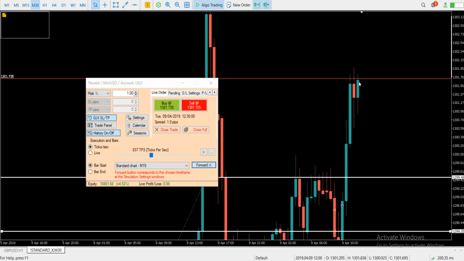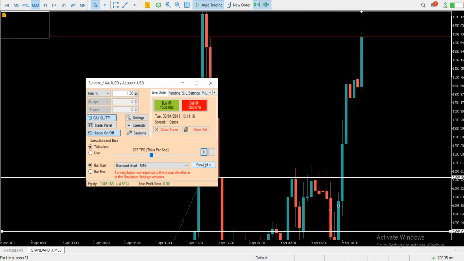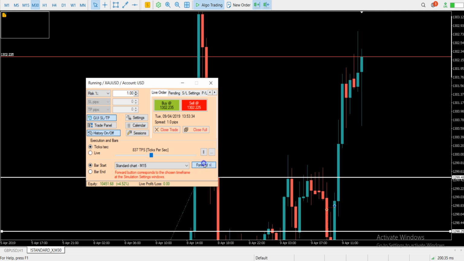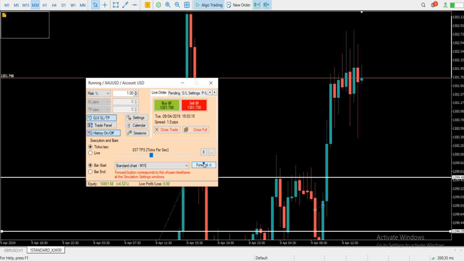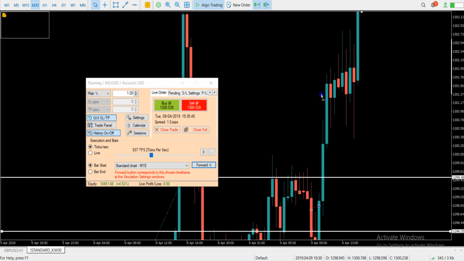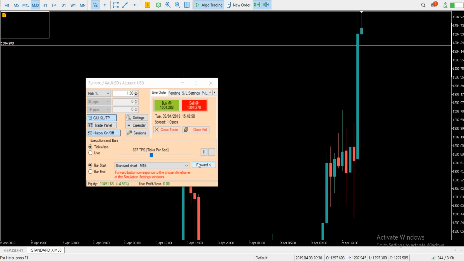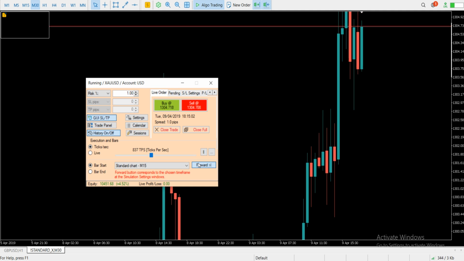Will the move continue from here, or will it retrace, create support, and then continue pushing up? That's the question. I won't execute because the London session is over. Now we are in the pre-NY session, so okay. This is the NY session. Move on to the next day.